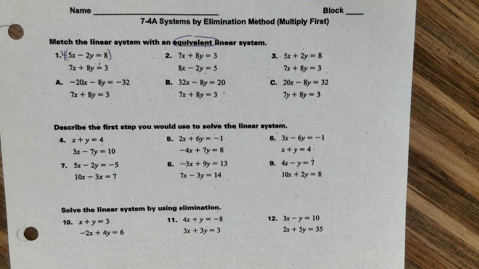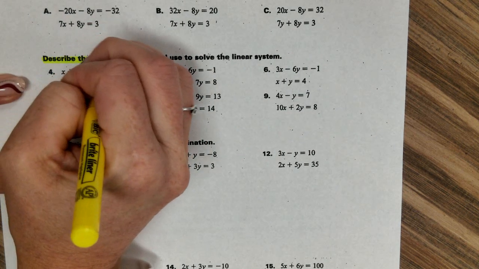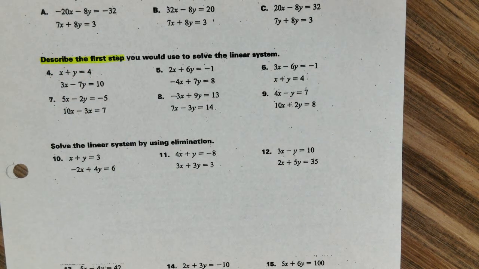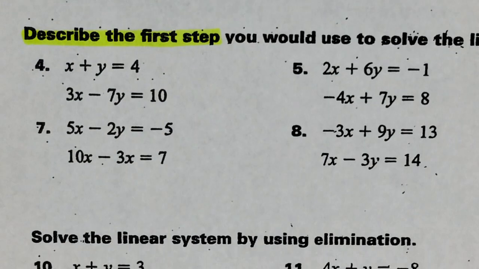All right, go to 4 through 9. You better answer these exactly how it says. So I'm going to do one with you so you know what to do. It says, describe the first step. Did it say do the first step? No. Describe it. So on number 4, what would your first step be so that you could eliminate?